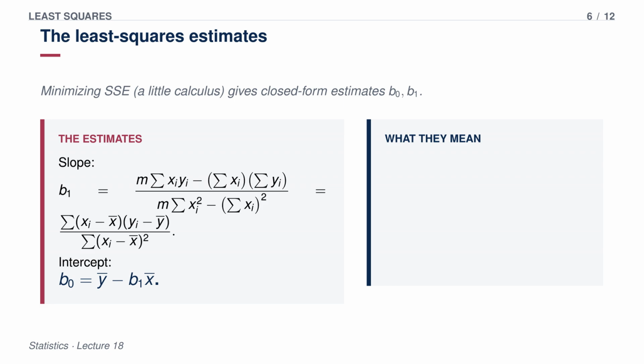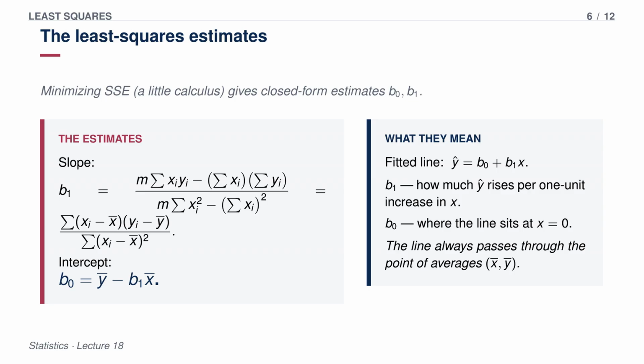The slope, b1 equals m times the sum of xi yi minus the sum of xi times the sum of yi, all over m times the sum of xi squared minus the square of the sum of xi. Equivalently, the sum of xi minus x bar times yi minus y bar, over the sum of xi minus x bar squared. And once you have the slope, the intercept falls right out. b-naught equals y bar minus b1 times x bar. So the fitted line is y hat equals b-naught plus b1x. b1 tells you how much y hat rises per 1 unit increase in x. b-naught is just where the line sits at x equals 0.